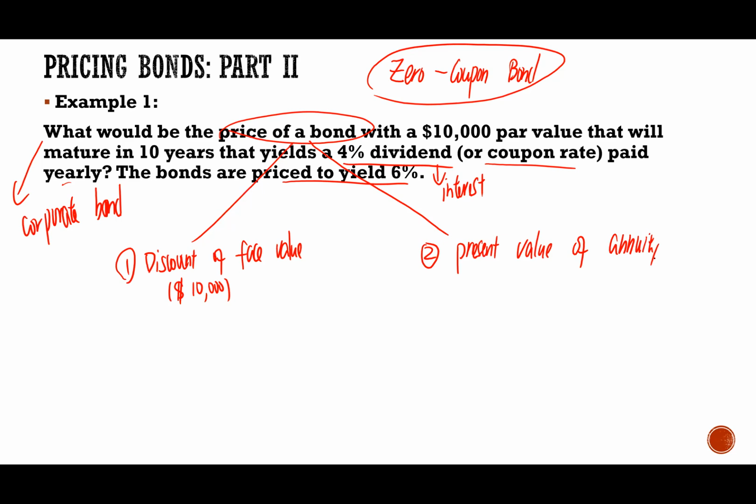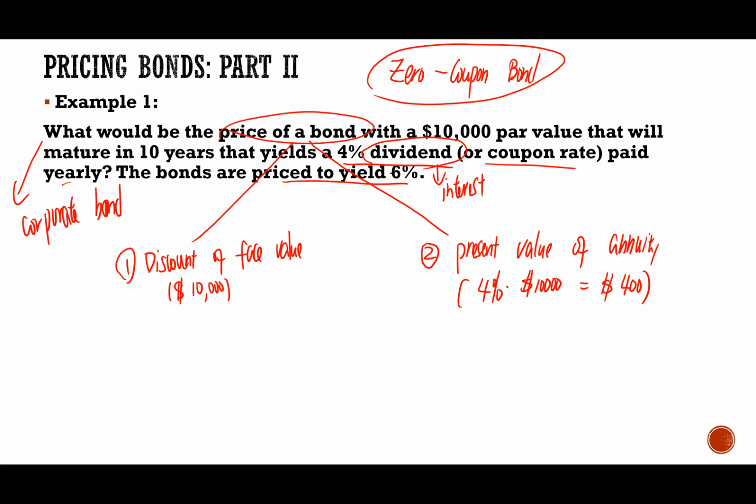If you look at this, the annuity is 4% times $10,000. So every year you're getting a $400 check as interest, or what they call the dividend. So you're getting a $400 dividend for 10 years, a total of $4,000 over 10 years. And since it's regular payments on a yearly basis, we're going to discount that as well. Once you combine both sources, that will be the real price of the bond.